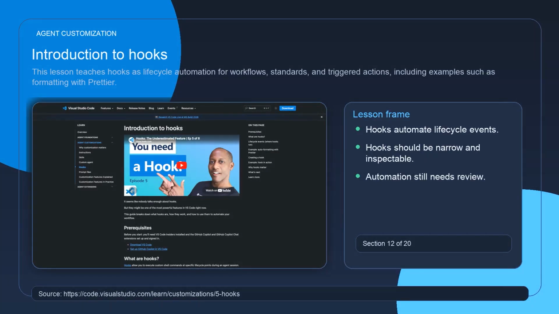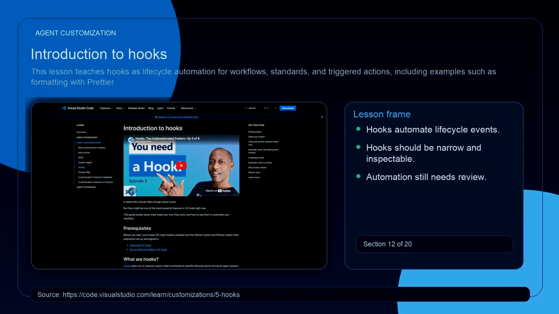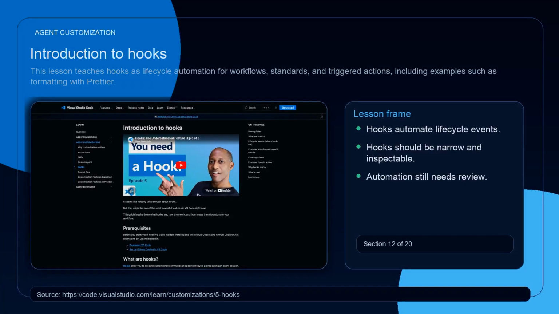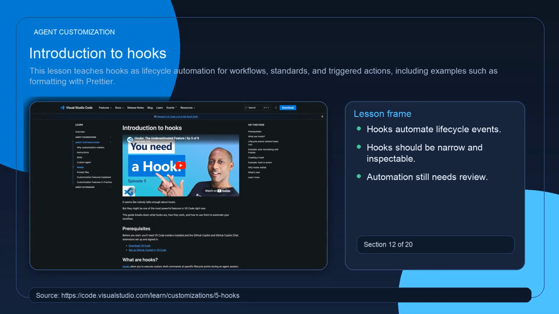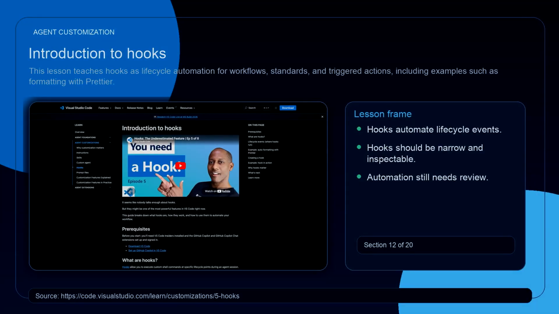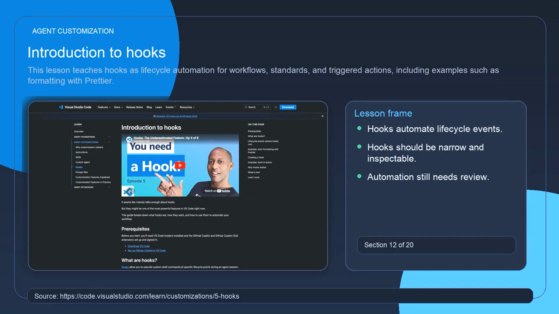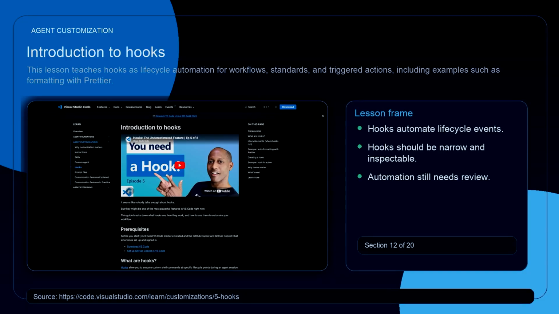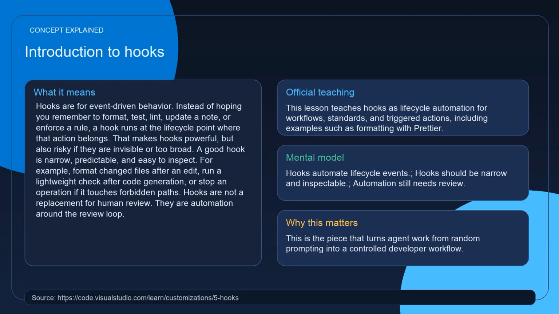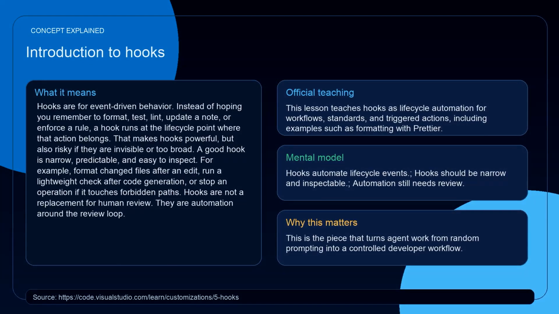Lesson 11 of 18, Introduction to Hooks. The official page teaches this. This lesson teaches hooks as lifecycle automation for workflows, standards, and triggered actions, including examples such as formatting with Prettier. Here is the real explanation. Hooks are for event-driven behavior. Instead of hoping you remember to format, test, lint, update a note, or enforce a rule, a hook runs at the lifecycle point where that action belongs.